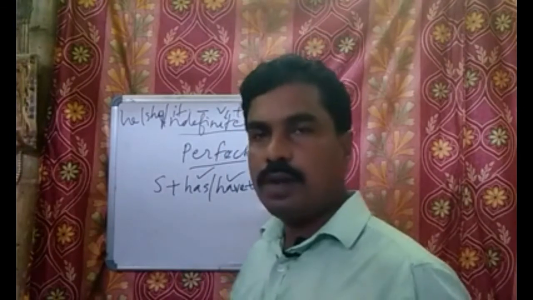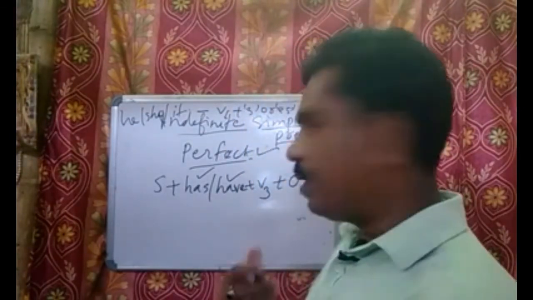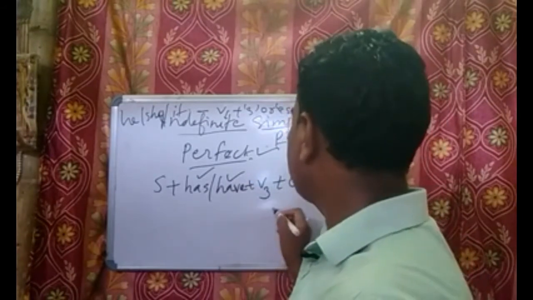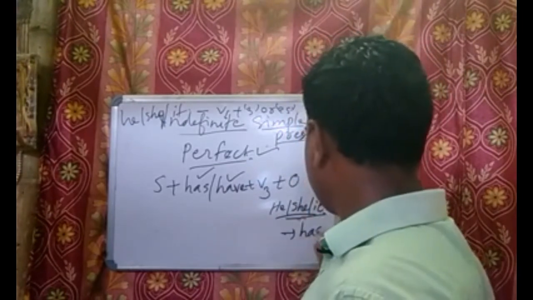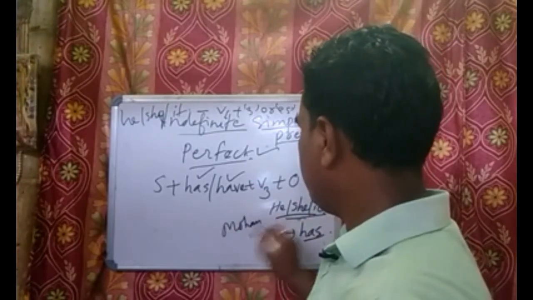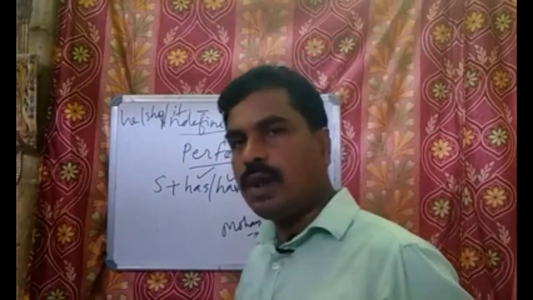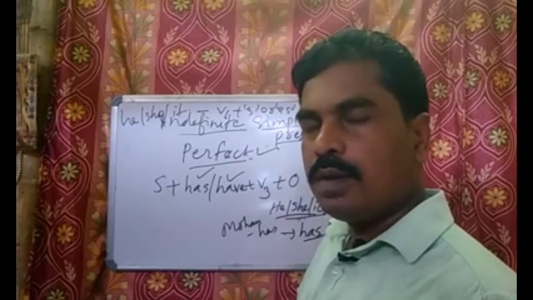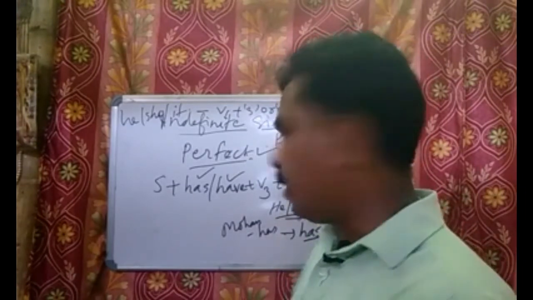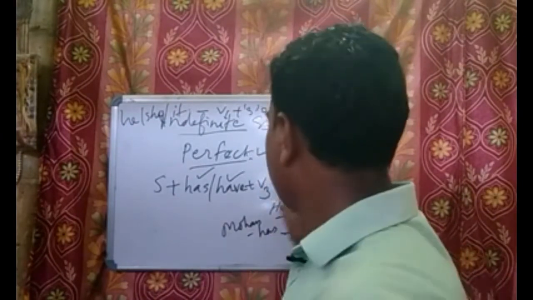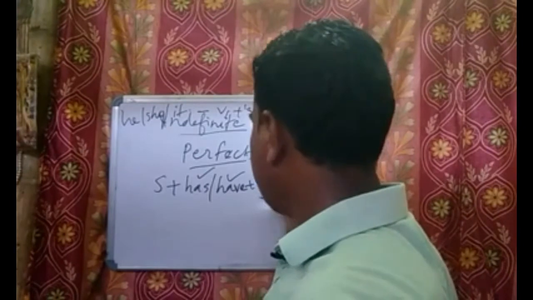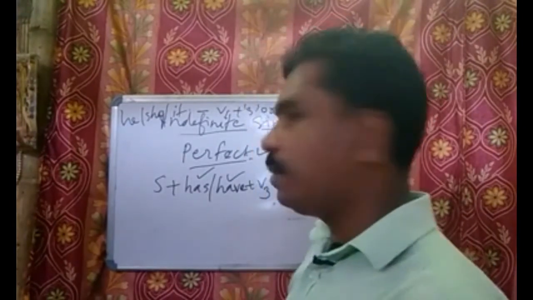Third form plus object. So students, let me tell you here, with all the rest of the persons, you will use have. Only with the third person singulars like he, she, it, you will use has. Suppose Mohan, third person singular, you have to use has. Ram has. John has. Sheila has. But if the subject is in plural, Ram and Mohan, then you will use have. And with the rest, I have, you have, we have, they have. So only with third person singulars, you remember it, you need to use has. So this is the structure, subject plus has or have plus verb 3 plus object.